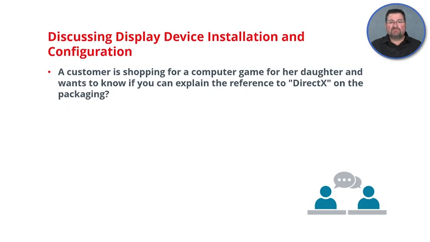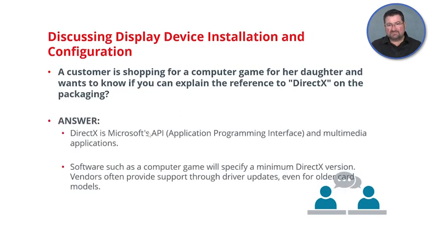All right, a customer is shopping for a computer game. It's for a daughter, and he wants to know if you can explain the reference to DirectX on the packaging. He's reading the game, and it says, make sure that you have a graphics-compatible DirectX. What do we say? Briefly, we talked about this, but this is why we go over these review questions. DirectX is Microsoft's Application Program Interface, or API, for all its multimedia applications. So its software, such as a computer game, will specify a minimum DirectX version.